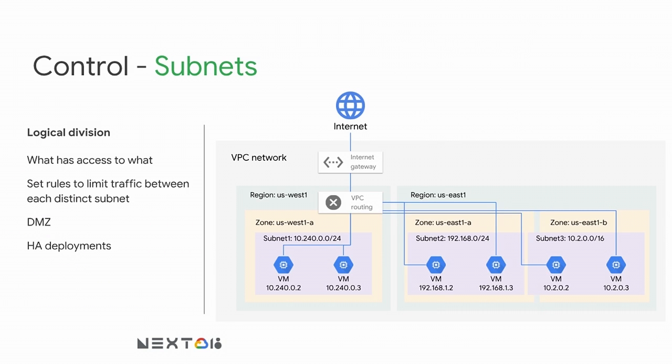So let's start with subnets. Subnets allow you to define a logical division in terms of traffic, okay? You can actually use it to separate your database backend from your application middleware. You can actually have different teams working in different subnets. And you can use it for HA deployments, where you can obviously have subnets within different zones, okay?